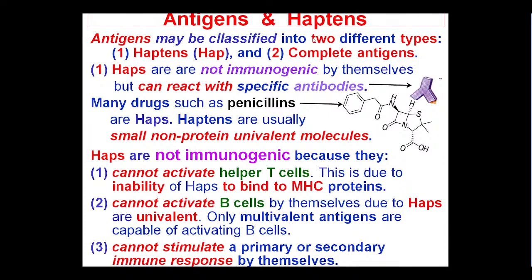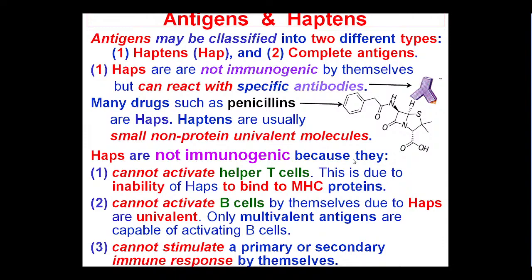Antigens may be classified into 2 different types, haptens and complete antigens. Haptens are not immunogenic antigens. Many antibiotics are known as haptens, or incomplete antigens. For example, penicillin, we see here molecules of penicillin. This is a rather low molecular weight substance, and due to this, penicillin cannot activate synthesis of antibodies and is not immunogenic. But if antibodies occur against penicillin, penicillin will bind to these antibodies.